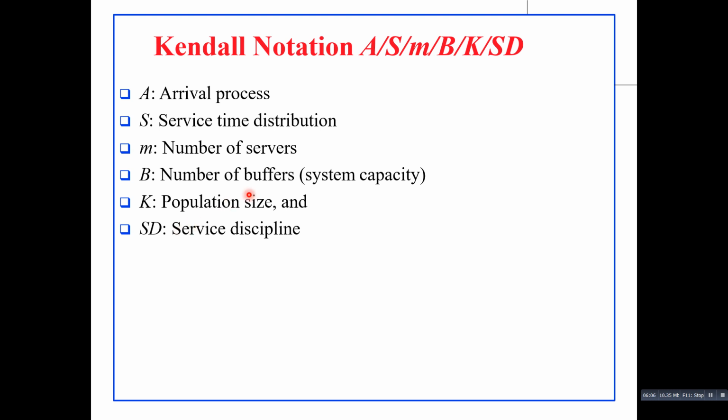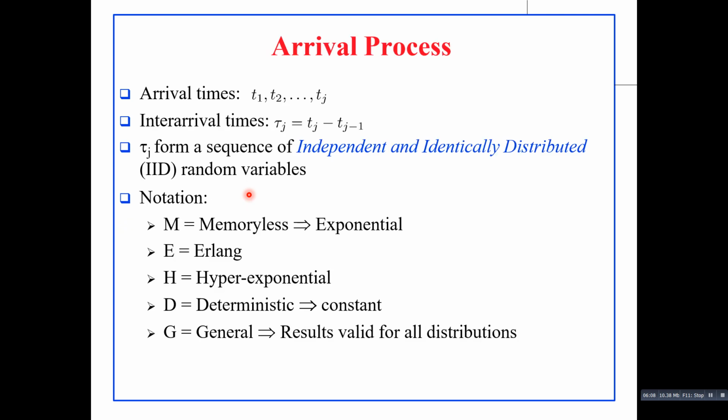Okay, we will go one by one, starting with the arrival process. So this is the arrival process condition. You have arrival times T1, T2, T3 up until Tj.